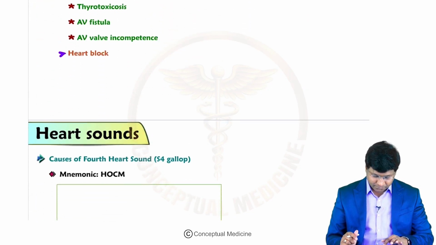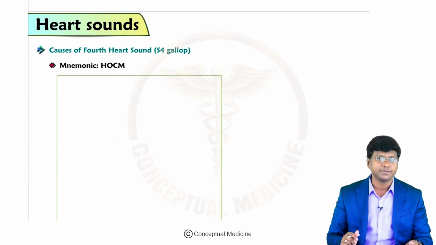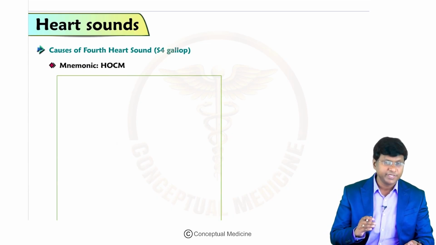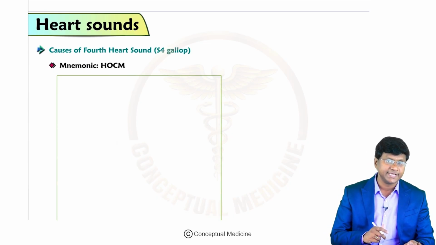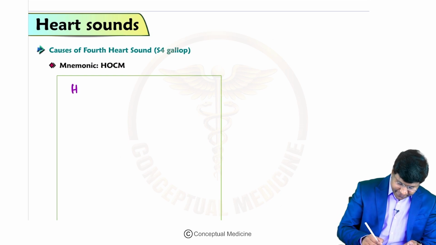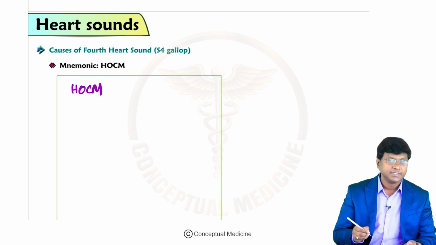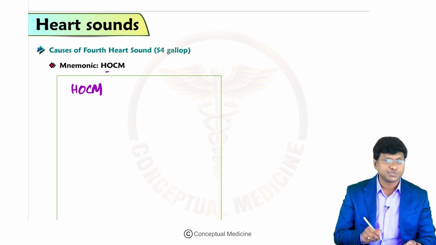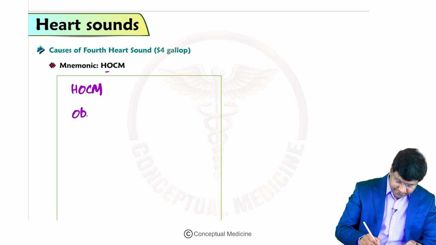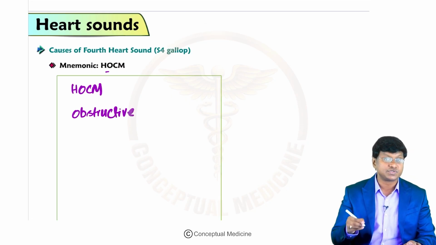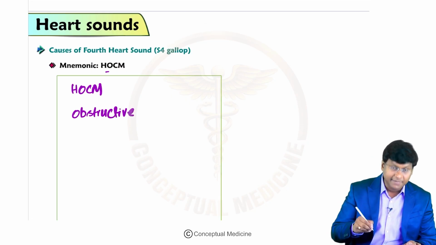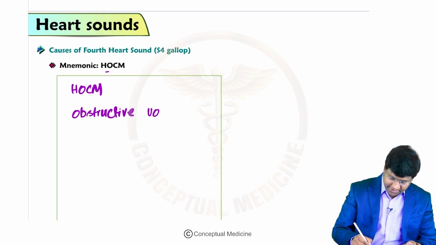Now let me just give you a mnemonic. The mnemonic is HOCM. The letter H stands for hypertrophic obstructive cardiomyopathy. The letter O of HOCM stands for obstruction, or obstructive valvular diseases.